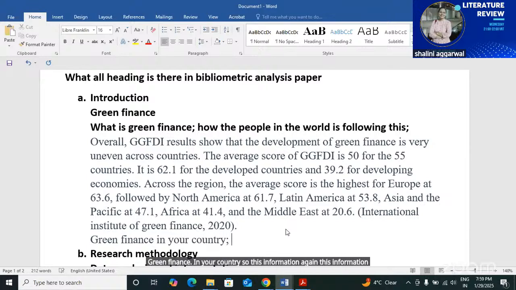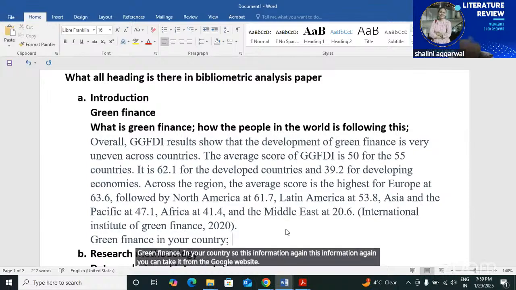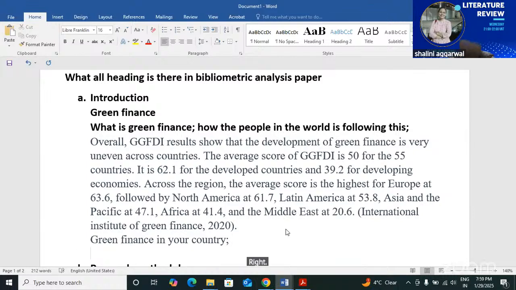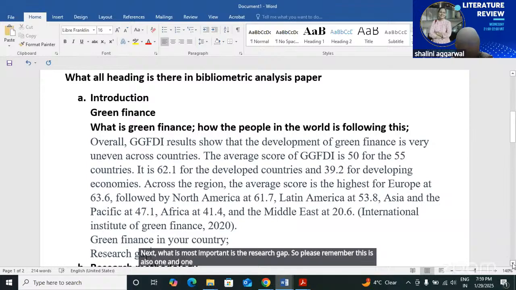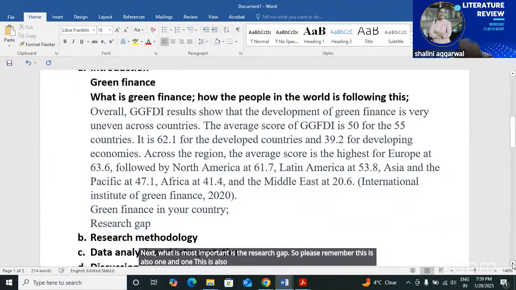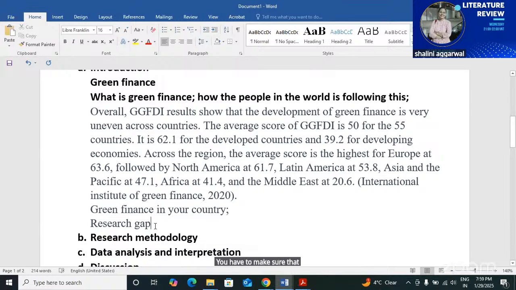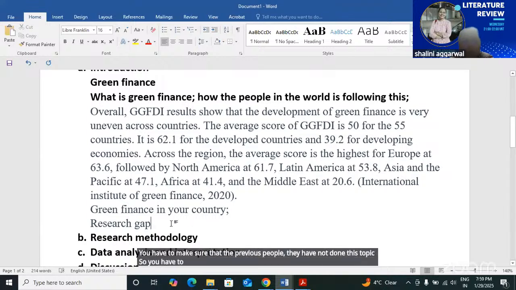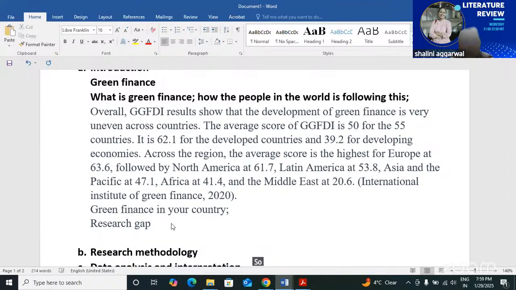This information again you can take from the Google website, right? Next, what is most important is the research gap. Please remember, this is also one of the most important things: why you are doing this topic. What is the research gap? You have to make sure that previous people have not done this topic, so you have to write the research gap here as well. So how do we write it? Let me tell you one way to write the research gap.